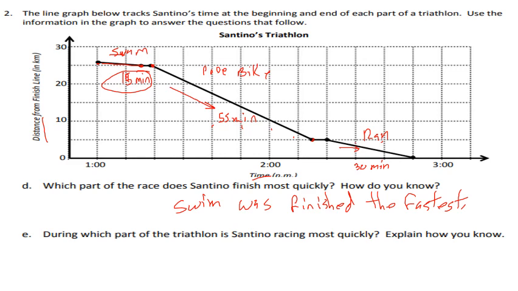During which part of the triathlon was Santino racing most quickly? And this is what I was getting back to initially. Most quickly means the quickest slope. And that would have actually been back to the bike ride right here. And we can tell that by how steep this line is compared to the other two. Okay?